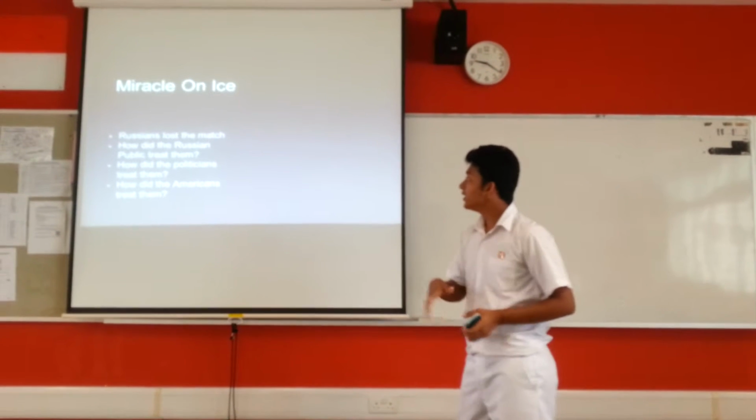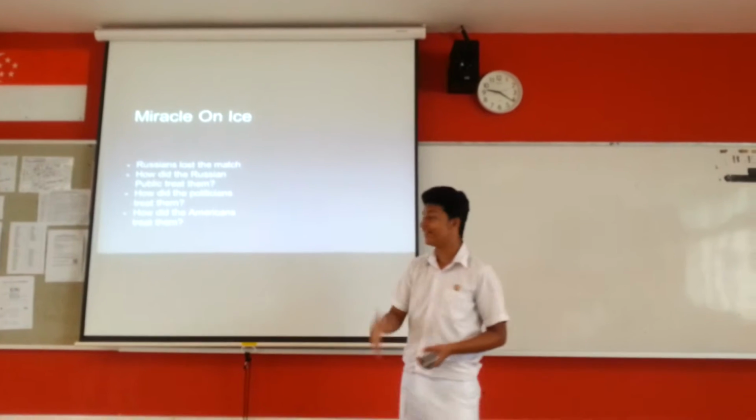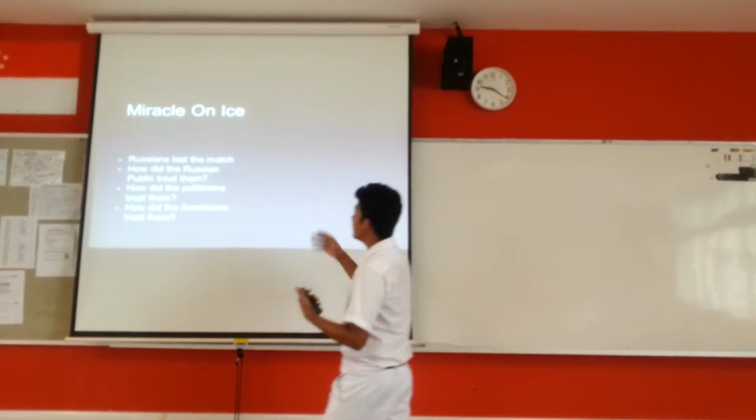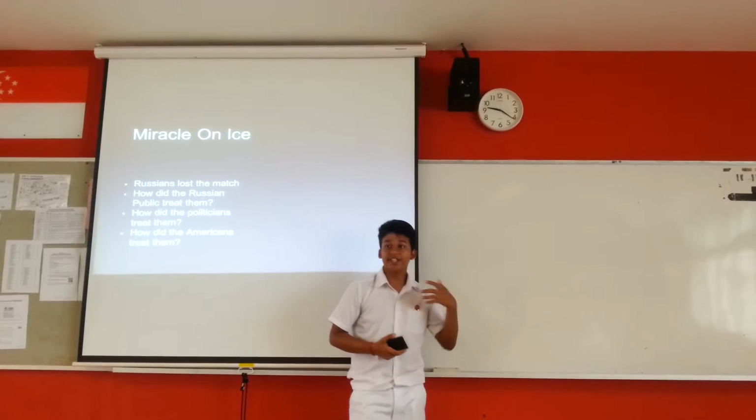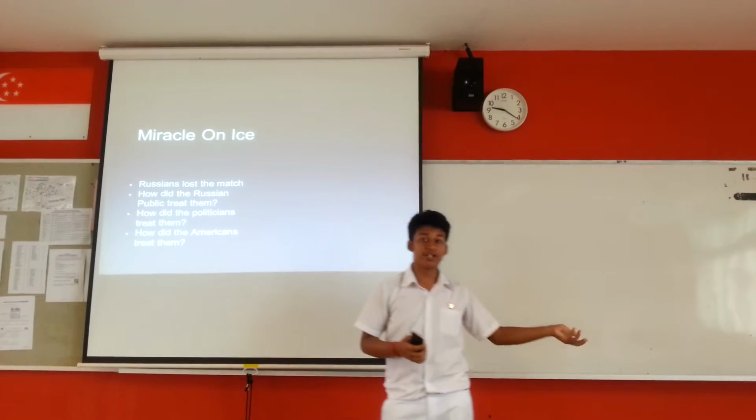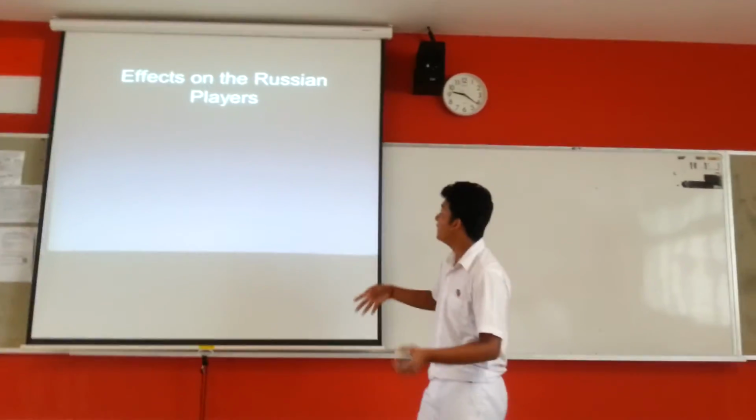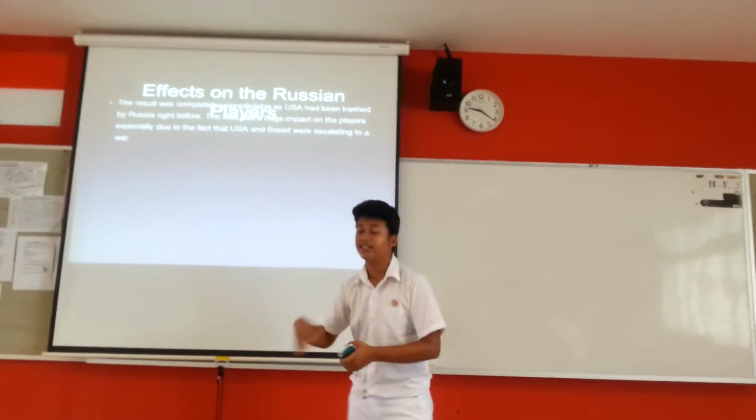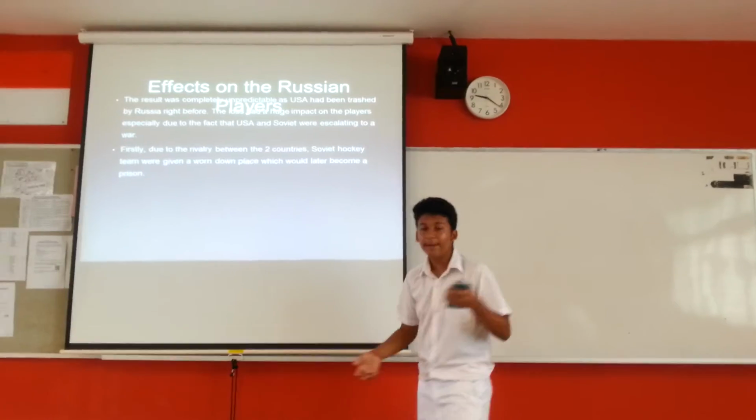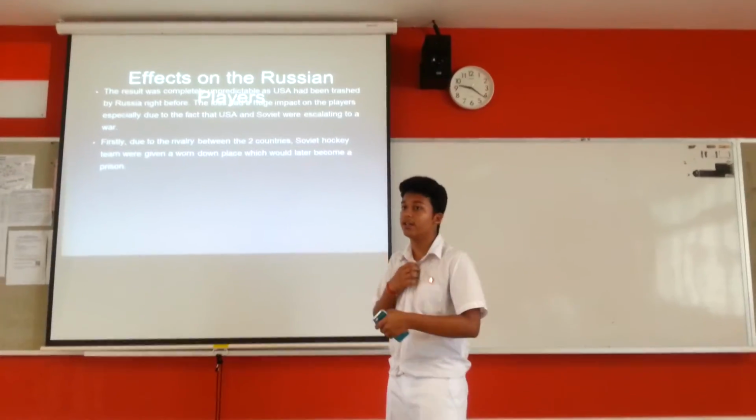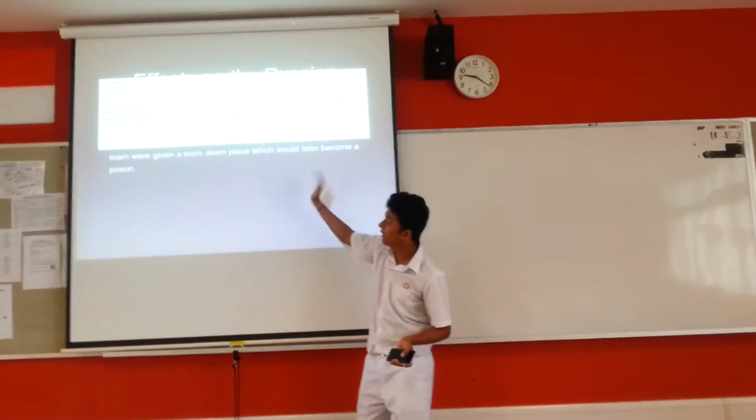Next. So first of all, the Miracle on Ice again. Basically, the Russians lost the match to the USA. As I told you, Russians were the world champions and they lost to a bad team. So what happened? Because of that, the effect on the Russian players was that the politicians really wanted to kill them. And because it was right during the Cold War, the rivalries were really increasing.